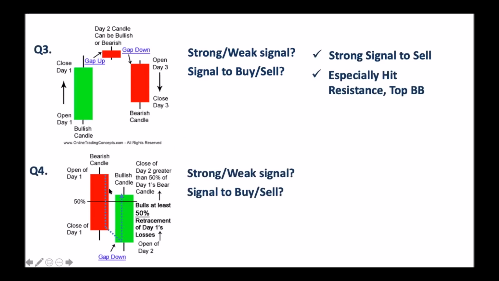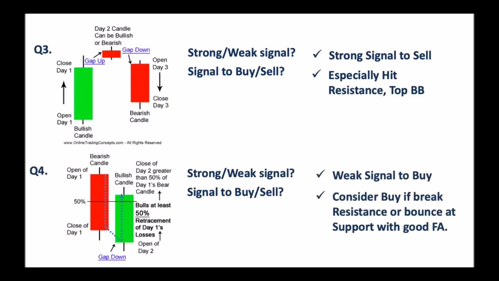Question 4. It started at the higher price going down, but the next day it also offers some hope for us to go up. Anyhow, it wasn't longer than the first one. So is this a strong or weak signal, and a signal to buy or sell? It's a weak signal to buy. However, you can consider buying if we break resistance or bounce off support. But basically, when you want to break the rules, you have to support it with very good fundamental analysis.